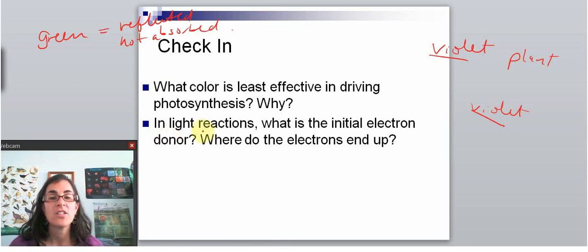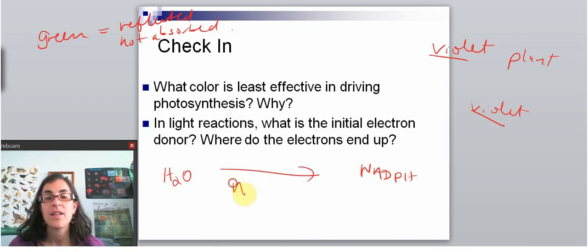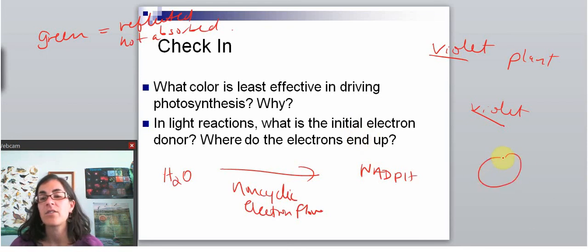In the light reactions, what's the initial electron donor and where do the electrons end up? Well, remember that non-cyclic electron flow. The electron starts in water and it's going to end in NADPH. So that's that non-cyclic electron flow. In cyclic electron flow, there's no donor and the electrons don't end up anywhere different because it's a cycle. They'll just keep going back and forth, right? So this is really true for non-cyclic electron flow.